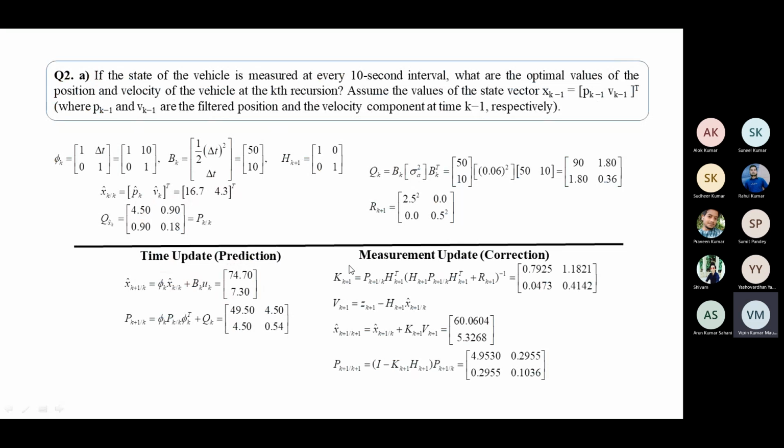Now we have to compute the Kalman gain, vk. We are having the observation now. Zk is not written here, but as you know, position and velocity values are given. So on the basis of that, you will calculate the corrected position and velocity for this case. So this is the corrected state vector. This is the corrected covariance matrix. So these are the final results.